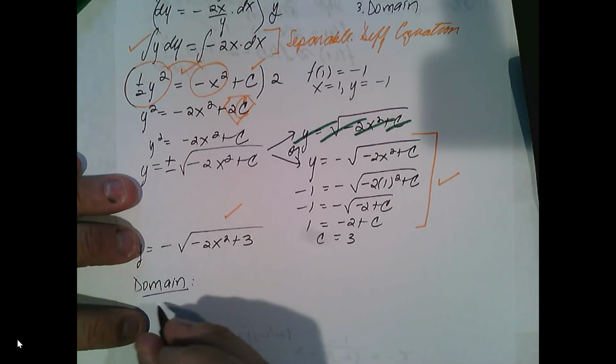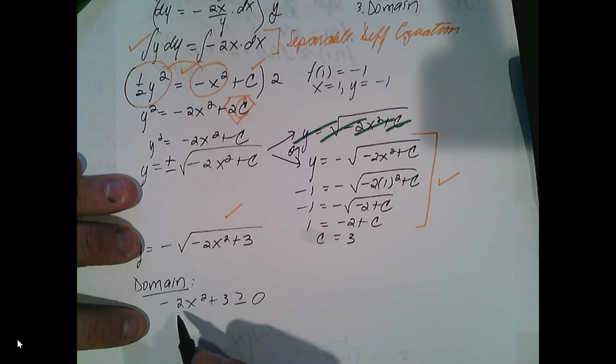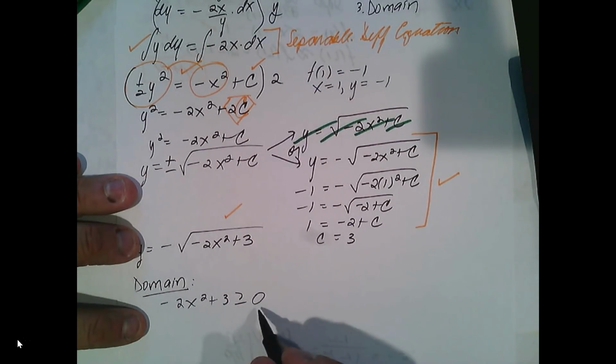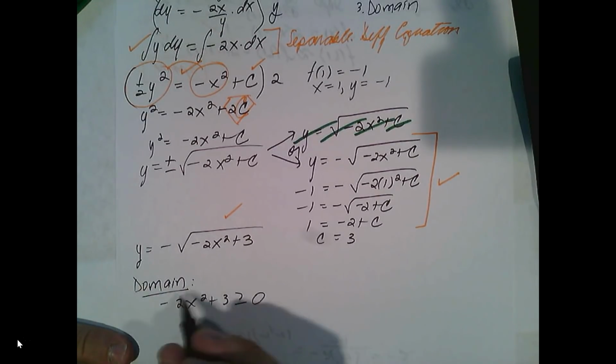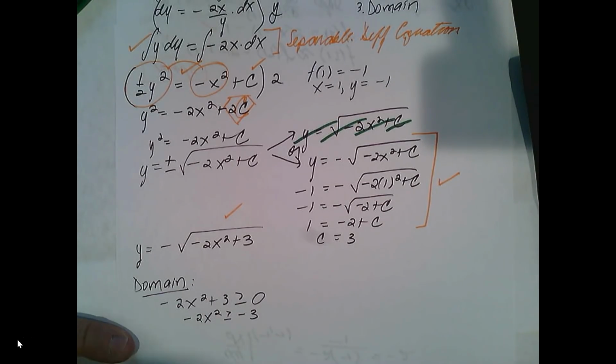Possibly. So my domain has to be all values of x such that negative 2x squared plus 3 is greater than or equal to 0. I want to make sure the radicand, the thing underneath the radical, is greater than or equal to 0. Solving, I get negative 2x squared is greater than or equal to negative 3.